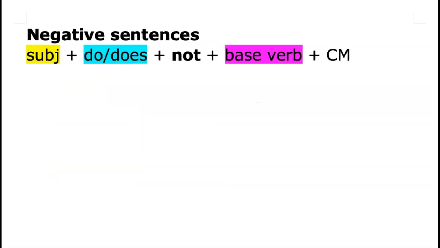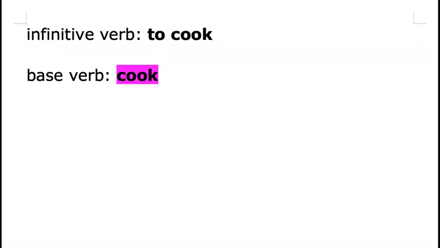Negative sentences are a little bit more complicated. They begin with the subject, then either the verb do or does, plus the word not, then the base verb, and again the complete meaning. You have heard of infinitive verbs, such as the verb to cook. The base verb is the word cook.